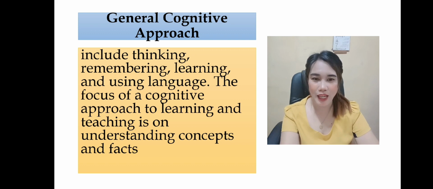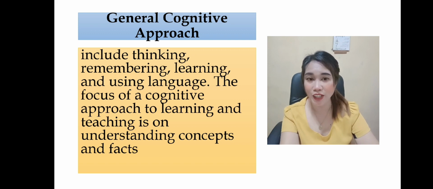Aside from that, enhancing content, evaluating content, choosing the appropriate routines and procedures, and providing instructional assistance fall under the category of teaching methodology. And these are from the general cognitive approach. It is very important that when we are going to develop learner language, we should know this kind of approach, the first one, which is the general cognitive approach.